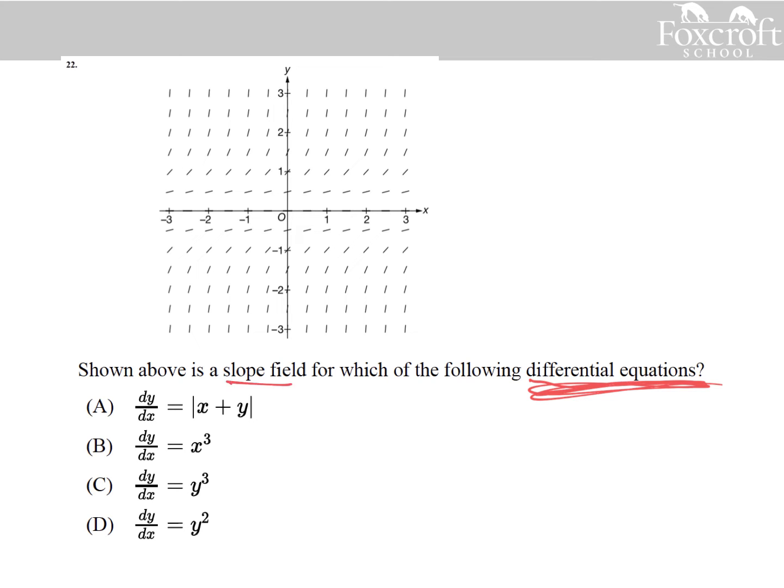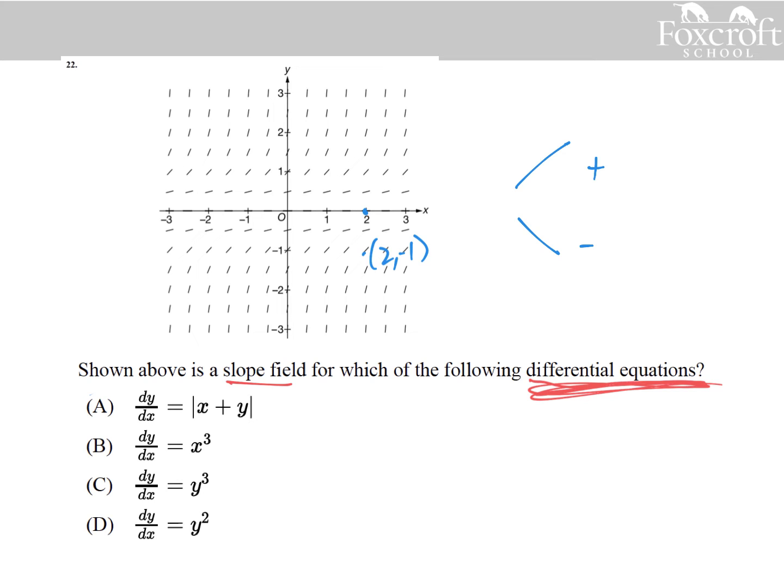But a slope field says basically you just plug in the x and y value. So this would be the point 2, -1. You plug that into your equation, and that tells you the slope of the tangent line at that point. And then we know positive slopes are going upward, negative slopes are going downward.